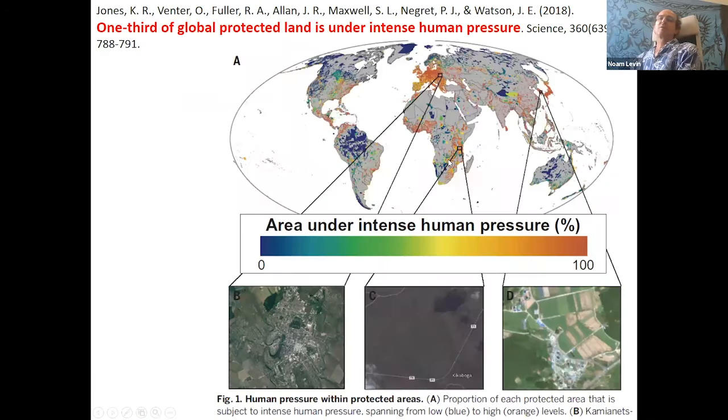And so how can we tell whether sites are under pressure? Papers published by James Watson and his group have shown some of the way, using, for example, the human footprint. If the human footprint is above 4, they declare this as being under intense human pressure. So this paper shows that about a third of protected areas are under intense human pressure.